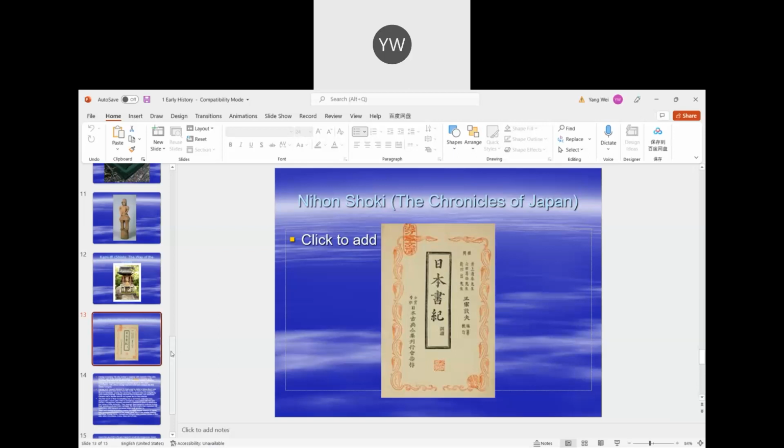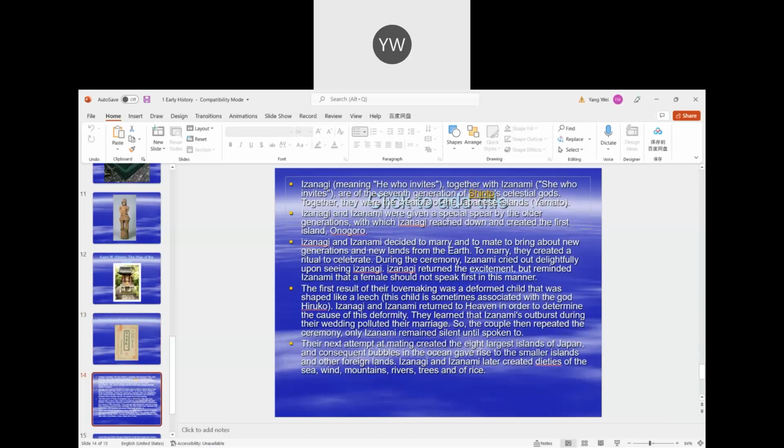According to these early records, which were produced in the 7th and 8th century, much later, right? According to these early records, the creation of the Japanese islands was the product of gods. So these are the origin myths of Japan. According to Nihon Shoki, there were two gods, Izanami and Izanagi, one male, one female.